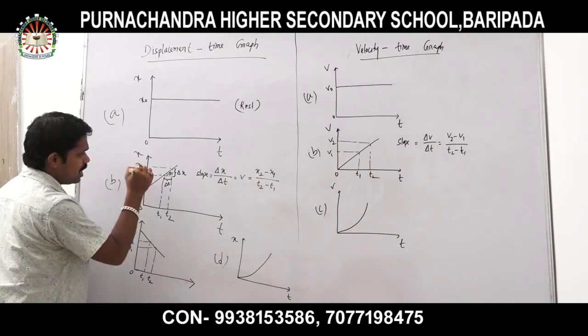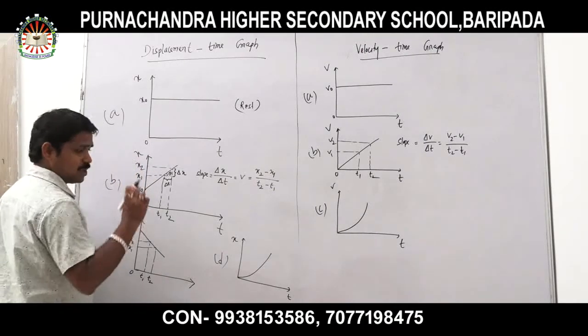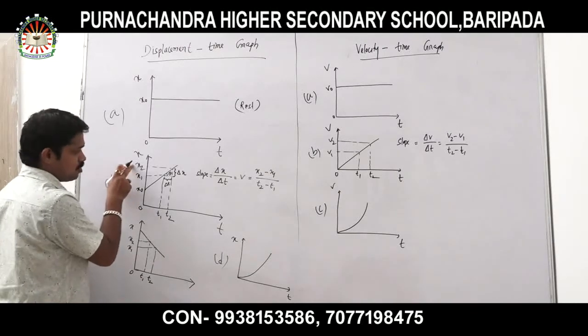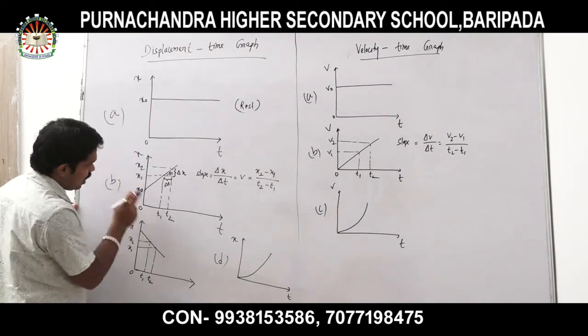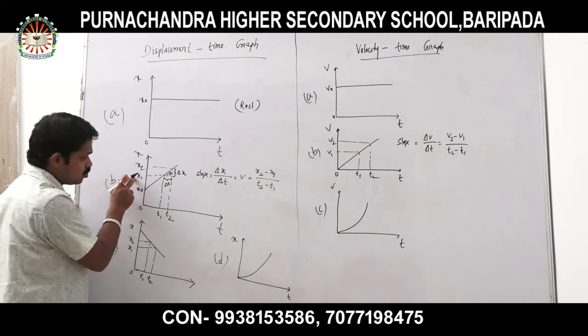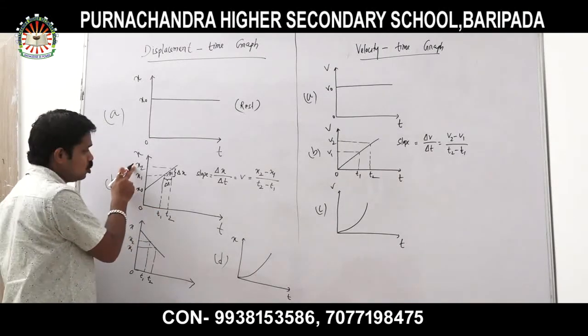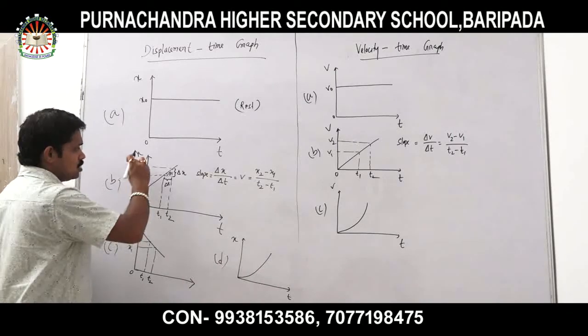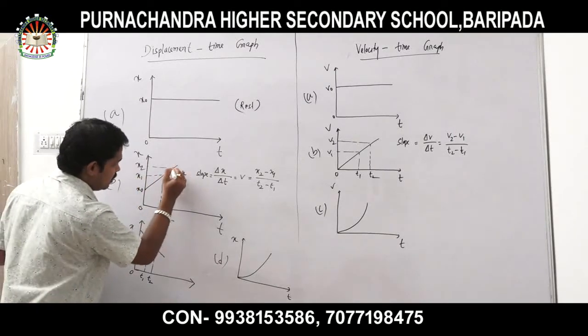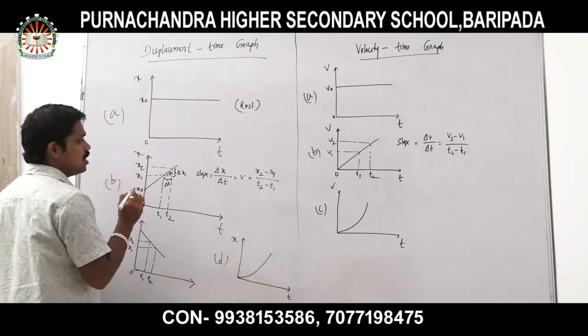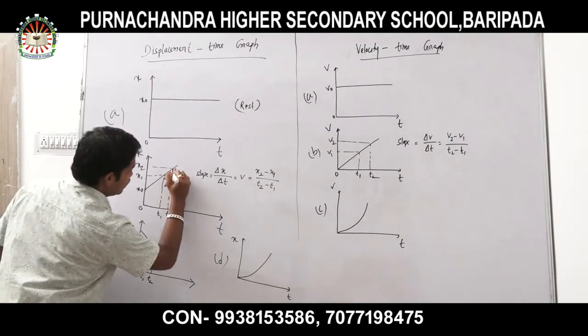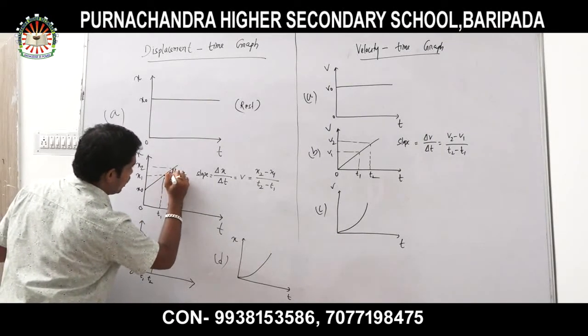So look at here. Suppose I take two positions, one is x1, one is x2. At time t1, the position of the object is x1. At time t2, the position of the object is x2. Now, suppose I extend it and join it in this graph. Then what will I get? Look at it. I will get the slope. This one is your slope.